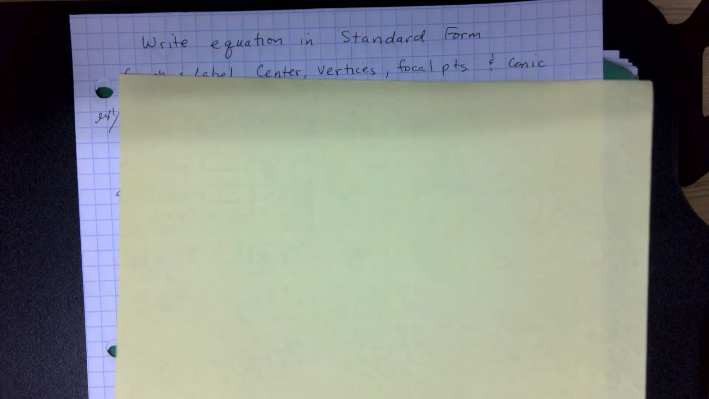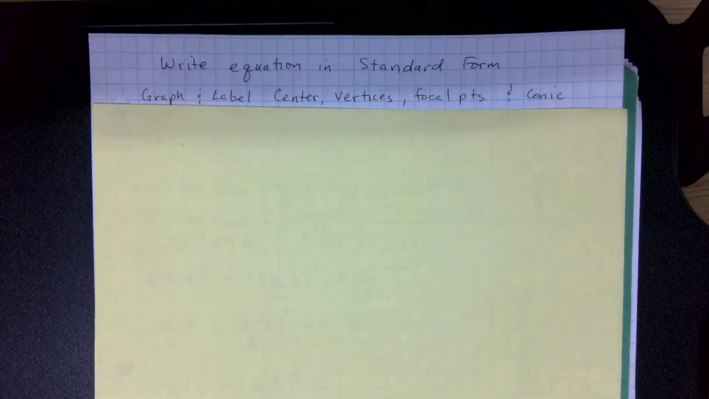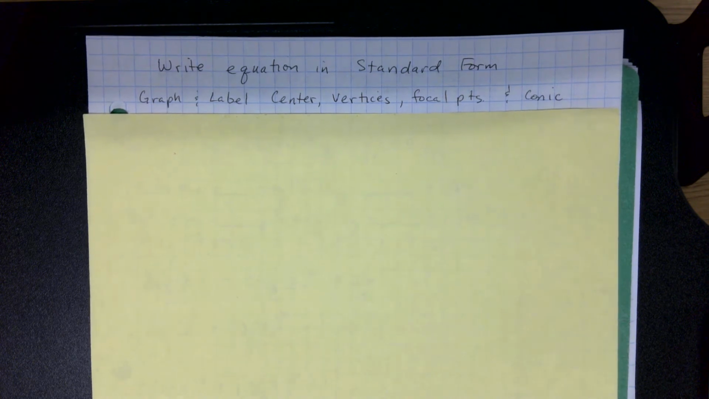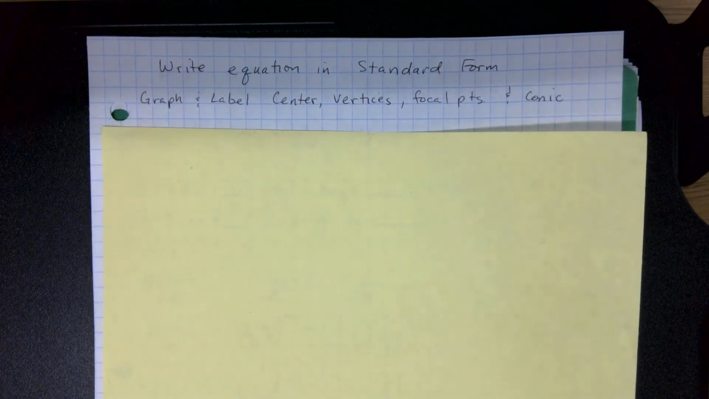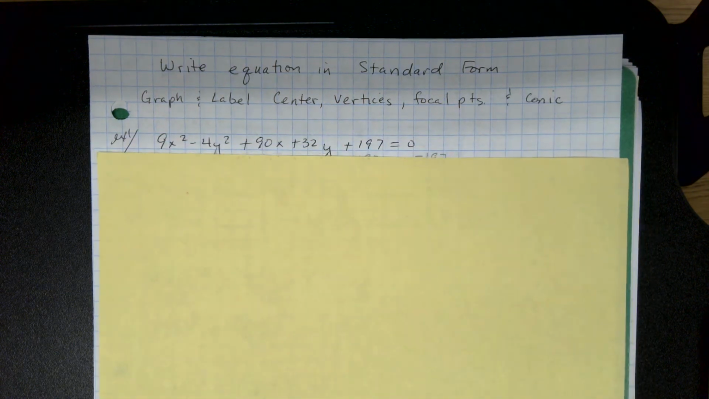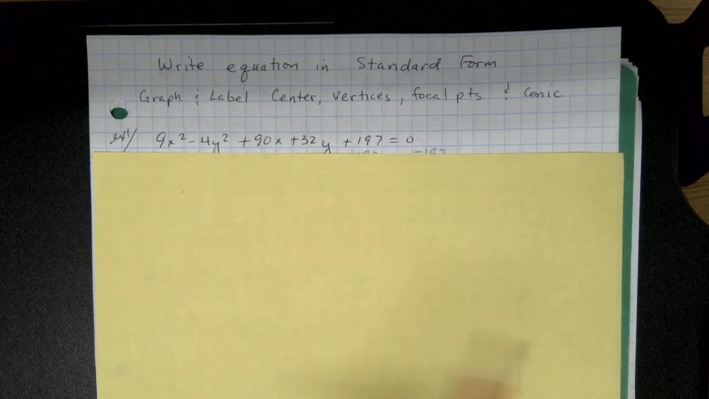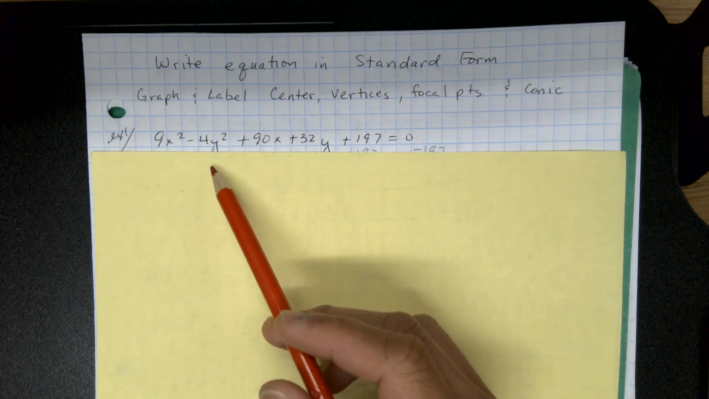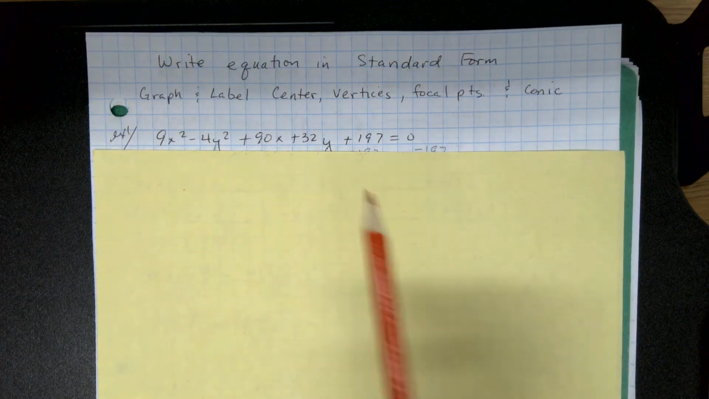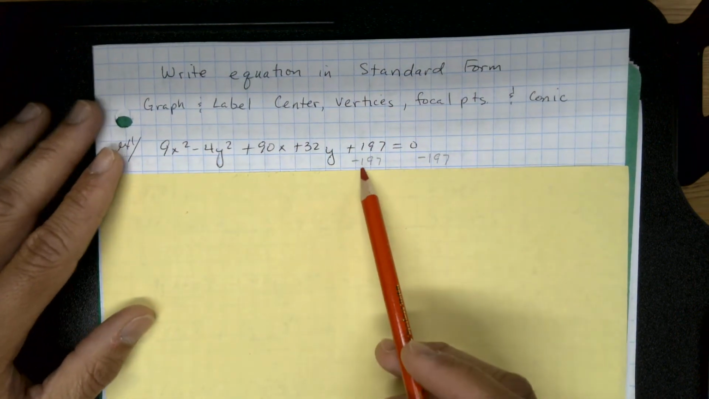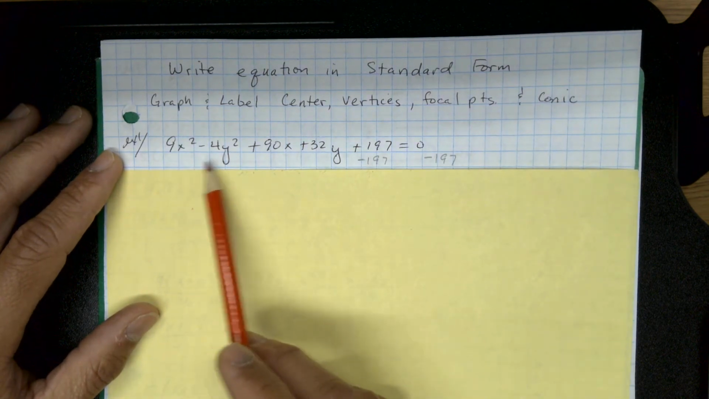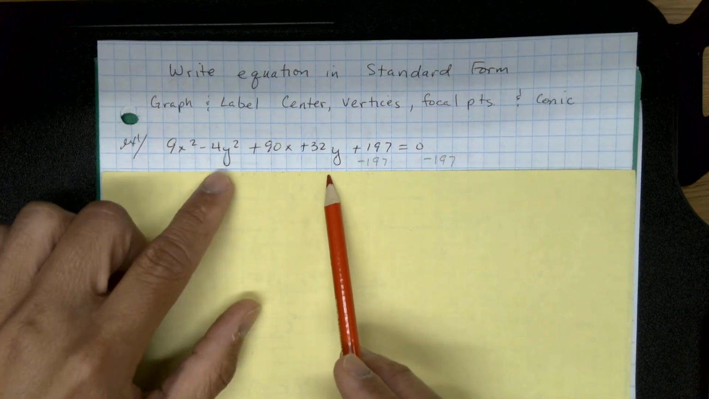All right, so let's do example 1. Example 1, write the equation in standard form, graph and label center, vertices, focal points, and what the conic is. So again, we're starting off with our conic in the form of this quadratic. I want you to write it in standard form. First thing, we're going to move the constant to the right side of the equal sign. After that, we're going to group all our x's together and then all our y's together.